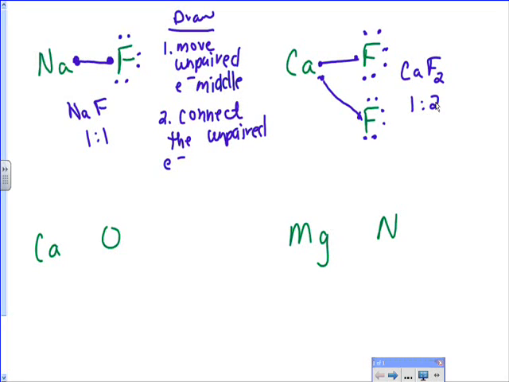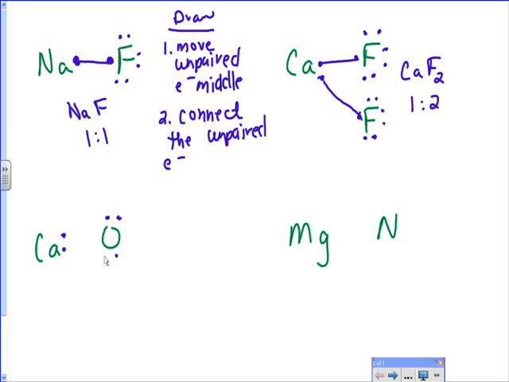Now, let's continue and move down here with calcium and oxygen. Now, calcium again has 2 electrons, or valence electrons, and I'm already going to put them in the middle so I don't have to worry about erasing them. Now, oxygen.